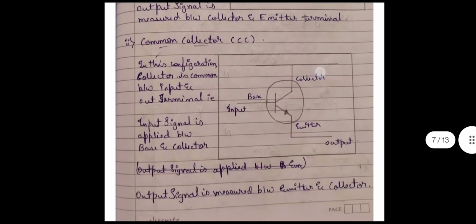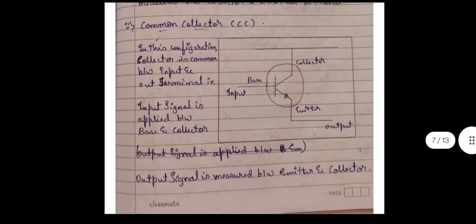So yeah, and the common collector configuration. In the common collector configuration, as the term itself explains, the collector terminal will be common for the input signal and the output measured signal. That is, in this configuration, the collector is common between input and output terminals. The input signal will be applied between the base and the collector terminal, and the output signal will be measured between the emitter and the collector terminal. And the symbolic representation is as mentioned above.